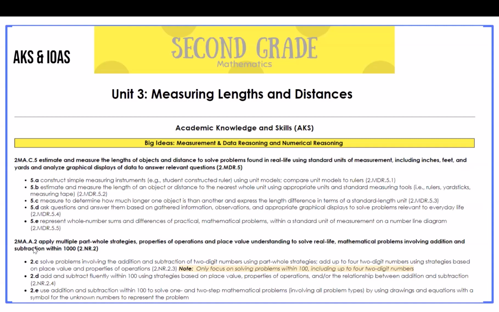In IOA 2D, students will add and subtract fluently within 100 using strategies based on place value, properties of operations, and/or the relationship between addition and subtraction.